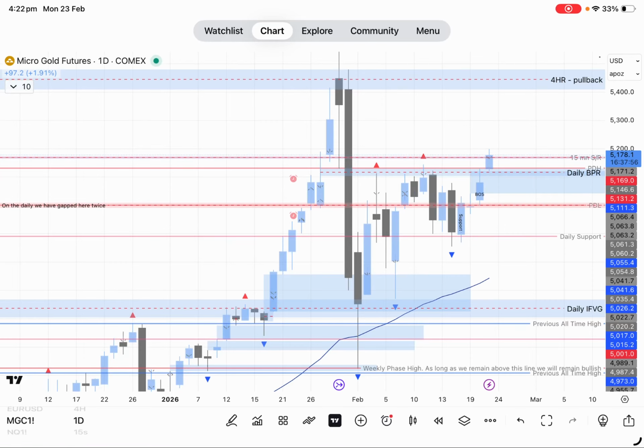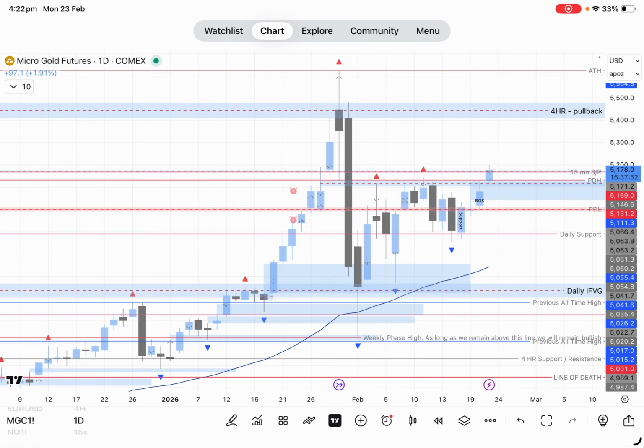I'm going to do a top-down analysis of micro gold futures for today. The market has already opened, and in fact I have already set a couple of trades, but it doesn't hurt to look at what's happening on the charts right now so that we can know where the direction of the market might be going and what we might do next.